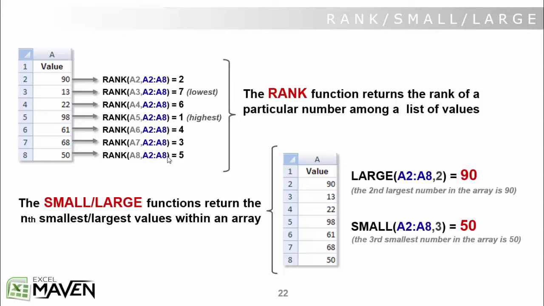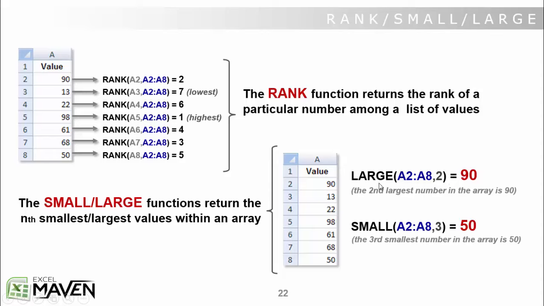Alright, so we're going to talk about a few more functions now. We're going to talk rank, small, large, and percent rank. So I'm going to start with the small and large functions, which return the nth smallest or largest values within an array. Formula syntax-wise, there's two components. You have your data array, and then the rank of the number you're trying to return.